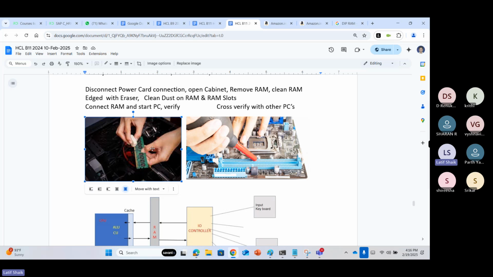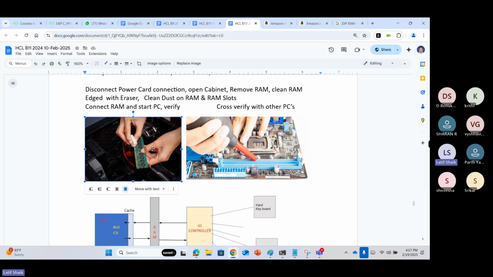Open the cabinet, disconnect all the power supplies, remove the RAM, and clean the RAM edges. Generally people use an eraser for this. Then reinsert it. Try to clean the RAM slots also using a hand blower. Reinsert the RAM and try it. Still not working, so try a different RAM, or try this RAM in another system. Maybe something is incompatible.